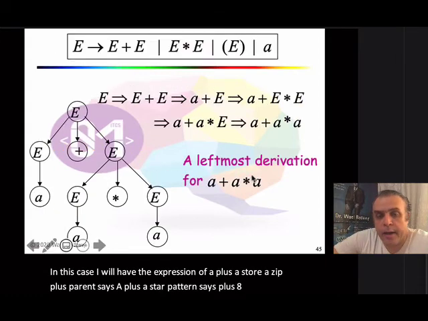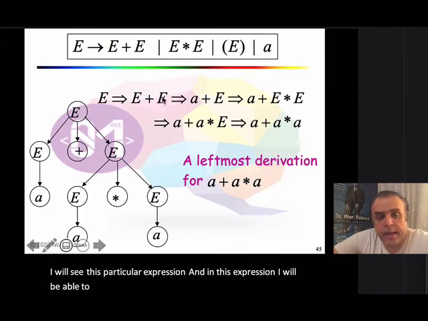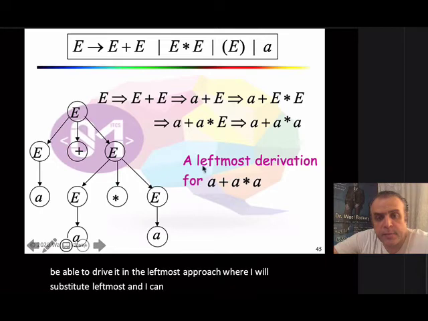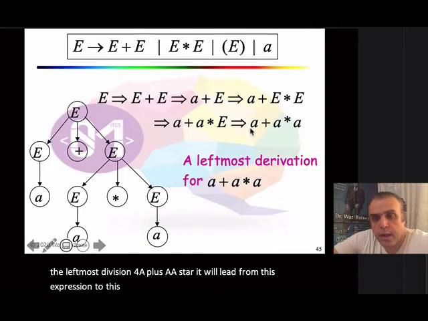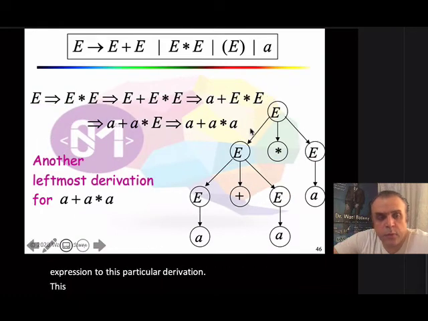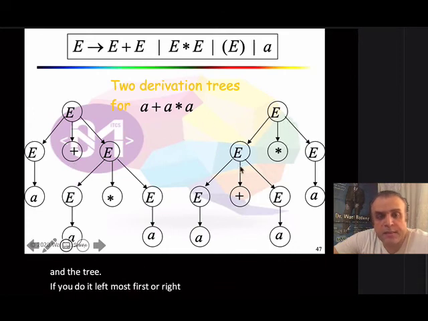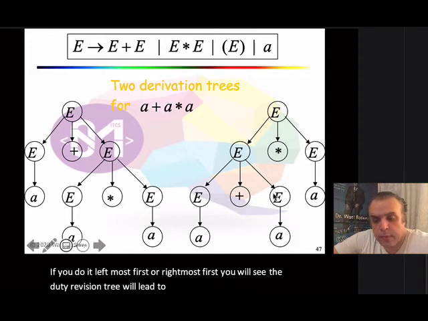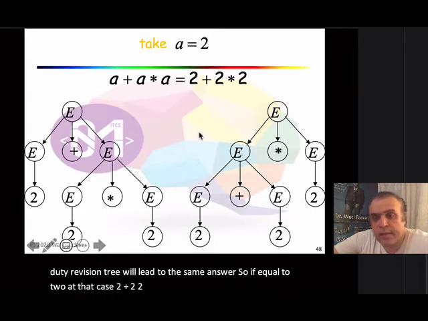So in this way, I will see this particular expression, and in this expression I will be able to derive it in the leftmost approach, where I will substitute leftmost, and I can validate this expression. So for the leftmost derivation for a plus a star a, it will lead from this expression to this particular derivation. This is another leftmost derivation. You can see the derivation and the tree. If you do it leftmost first or rightmost first, you will see the two derivation trees will lead to the same answer. So if a equals 2, in that case 2 plus 2, 2 star 2 will lead to the same answer.